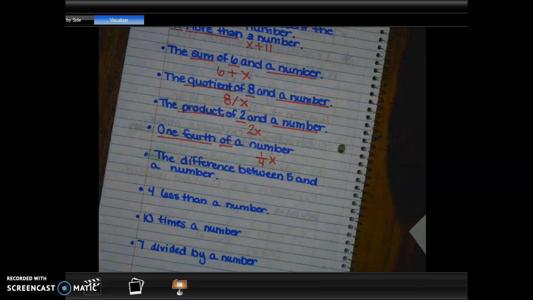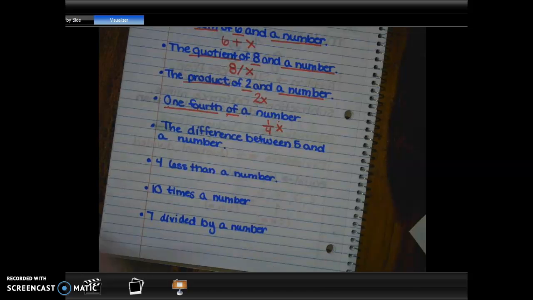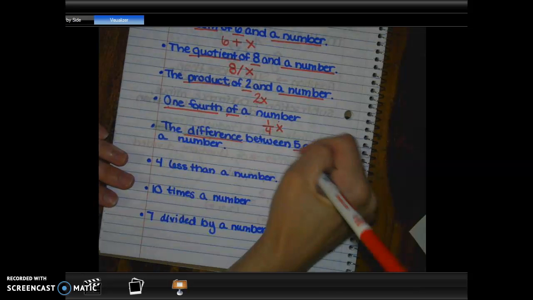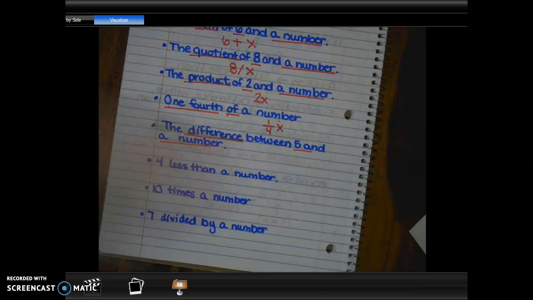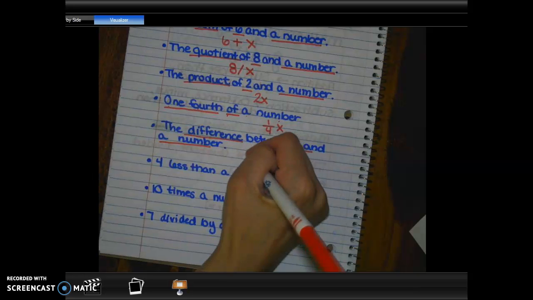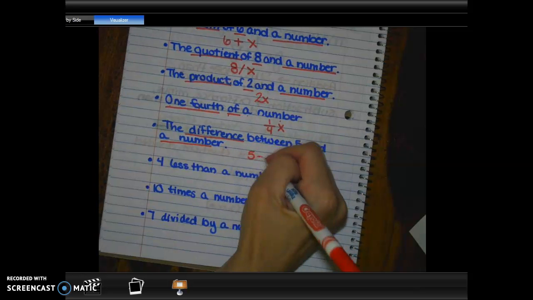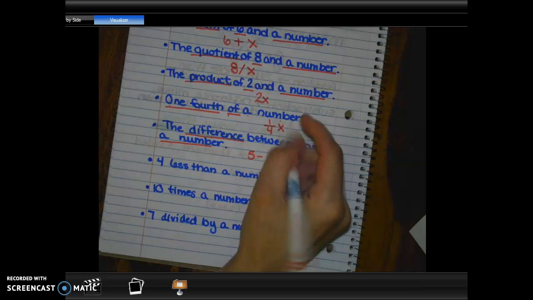All right, here we go. Let's keep going. Just practice, practice, practice. The difference between 5 and a number. So difference means to subtract. And we're saying the difference between, so we write it in the order that it's written. So 5 goes before the number, so 5 minus x.